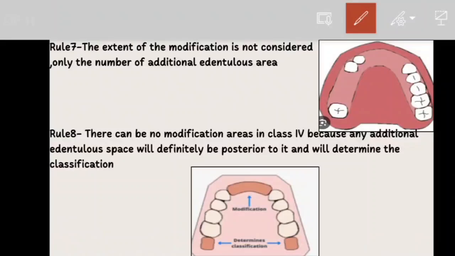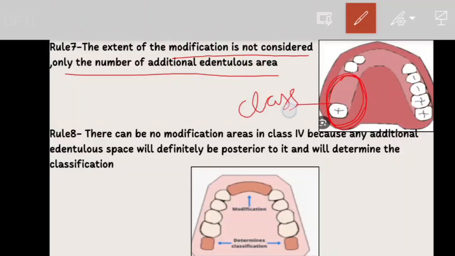Now rule number 7: the extent of modification is not considered, only the number of additional edentulous areas. So see in rule number 5 that the posterior teeth determine the classification. So this is class 2. Okay, and the other space is a modification. So there are many teeth absent, so the length or size is not important. We see there is only one space. So this is rule number 7. The extent of the modification is not considered, only the number of additional edentulous areas.